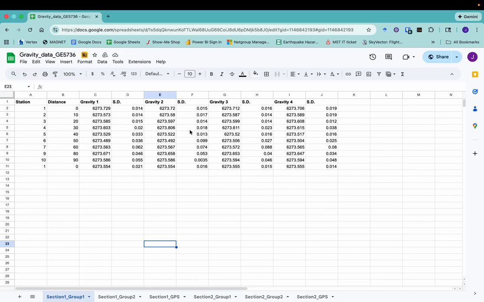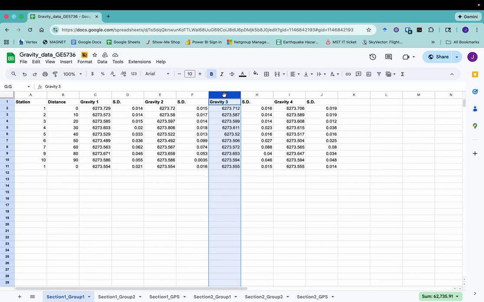So this is gravity data that was acquired using a Scintrex CG5 gravimeter, and you can see the values here. Remember, the Scintrex CG5 is a relative gravimeter, and so these are not the value of absolute gravity at these locations. These are just the relative values of gravity that were collected during the survey.